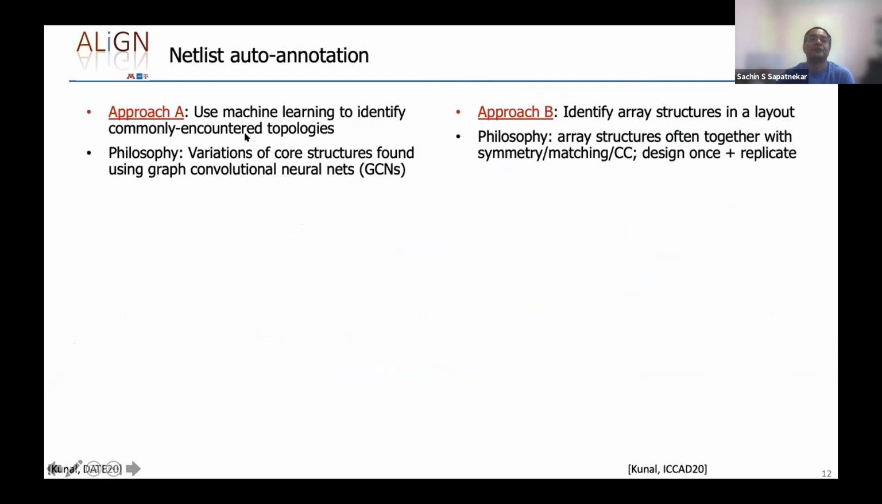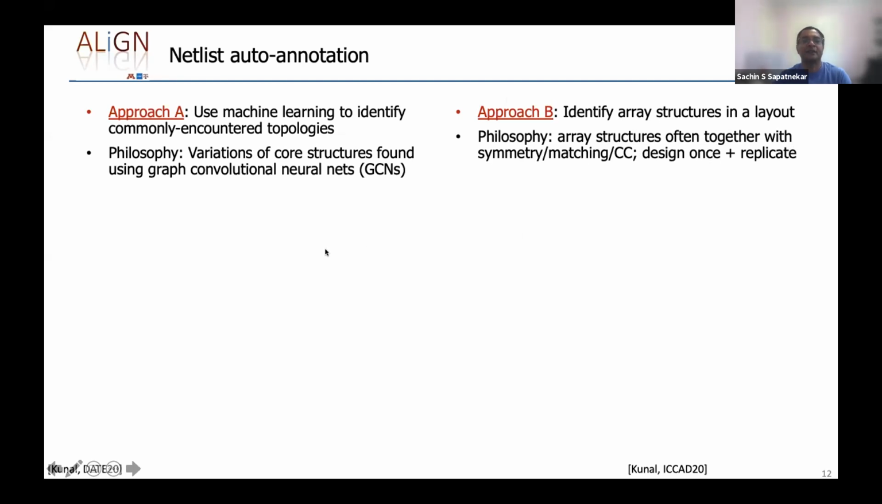And we have two approaches over here. One is if we have commonly encountered topologies, such as OTAs, we can have a library of structures and then use them to identify these. The other is if you have structures that you don't really want to populate your entire library with, because it's very painful to do that, you can just identify array structures. And in the analog layout, whenever you find array structures and regularity, you typically want symmetry, matching, common centroid, etc.